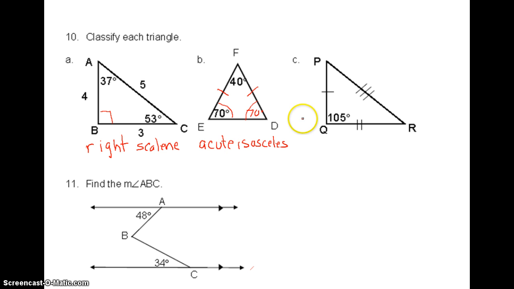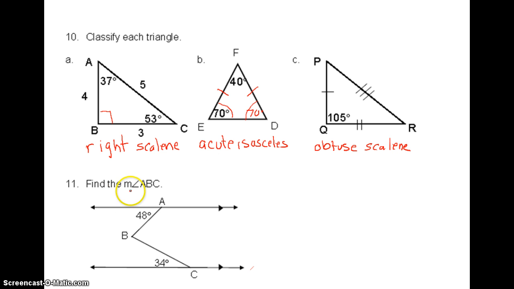Okay, and then over here, right now I see that one of these angles is 105, so I know right away that's going to be obtuse. And I've got 1, 2, 3 tick marks. They're all different, so that's also going to be a scalene triangle. So obtuse, scalene.